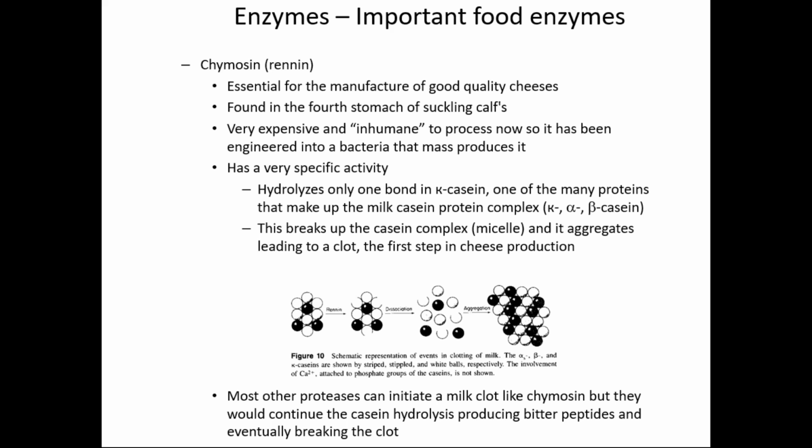It is also known as renin, and it is found in the fourth stomach of the young calf. It was very expensive and it was inhumane to kill the calves to get the chymosin. So now a recombinant chymosin having the same sequence and forming the same protein as chymosin is expressed in Aspergillus and used. It has a very specific activity: it actually only breaks a single bond in kappa casein, one of the many proteins that make up milk.